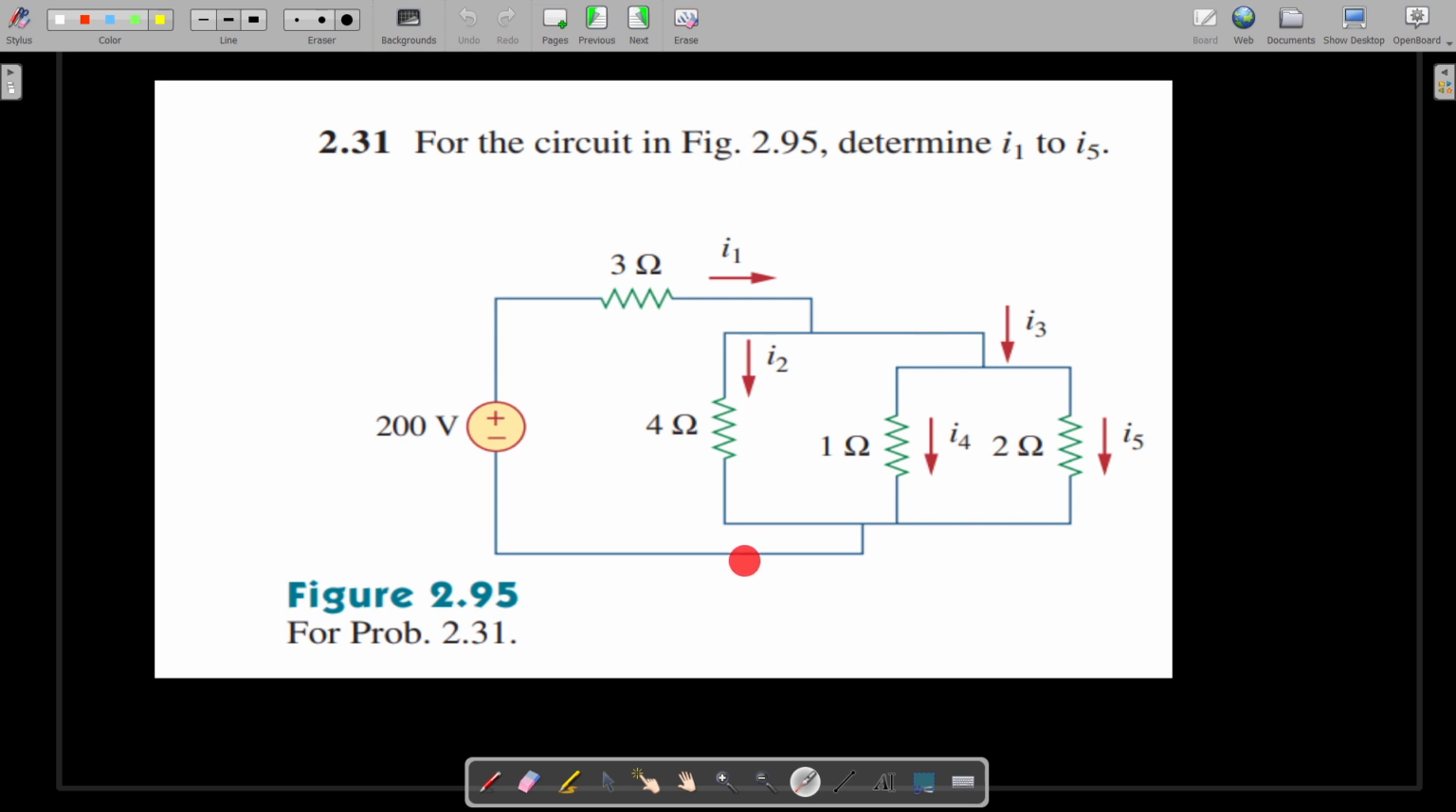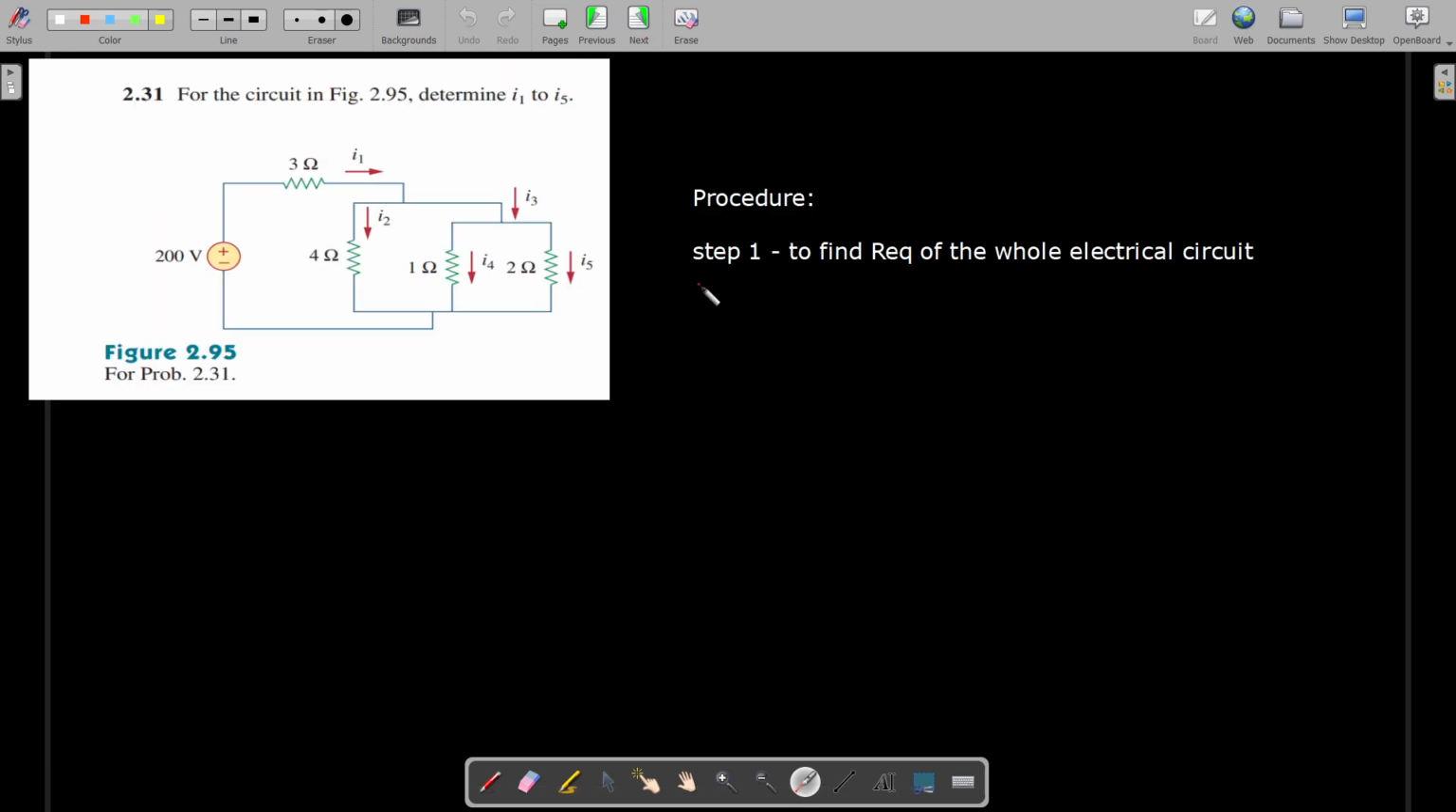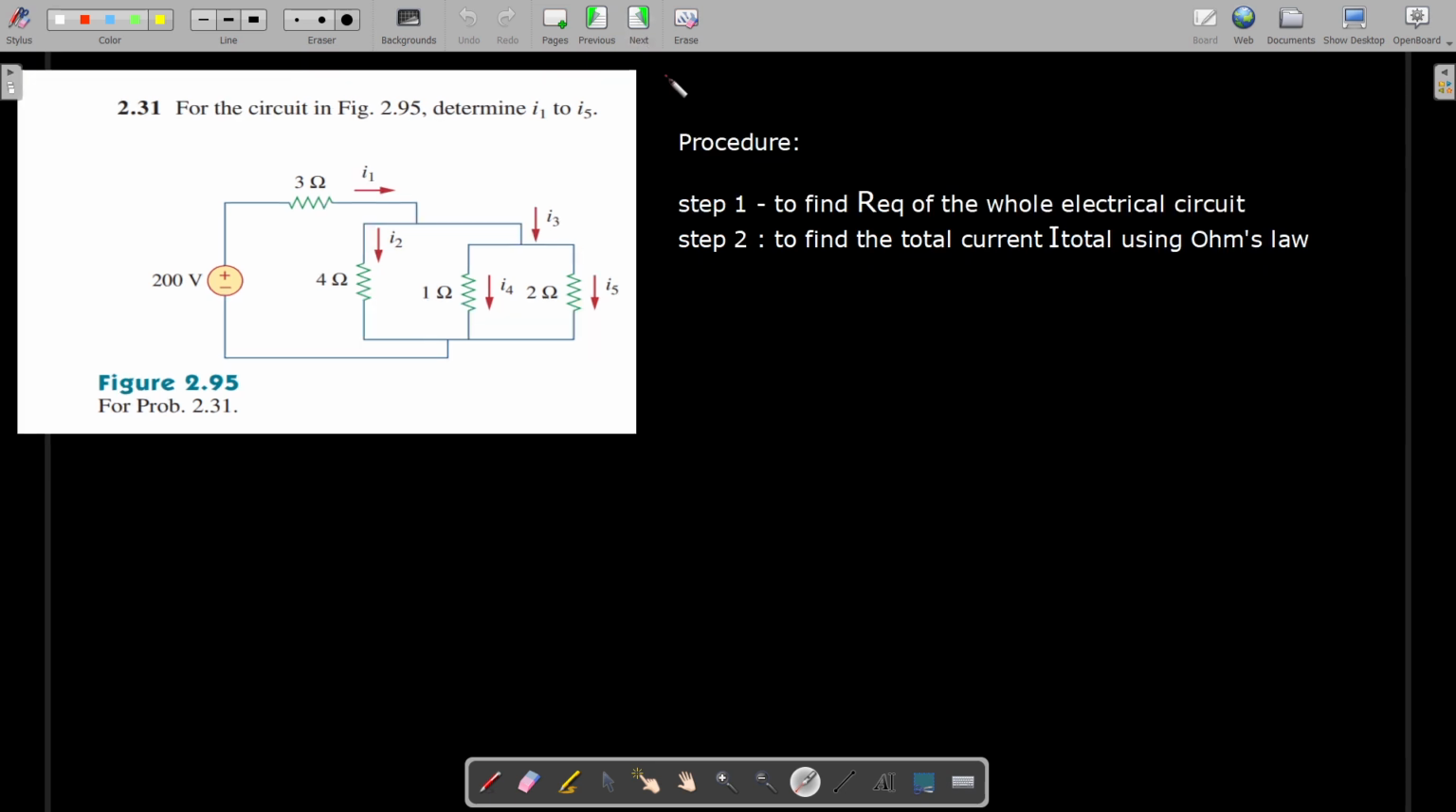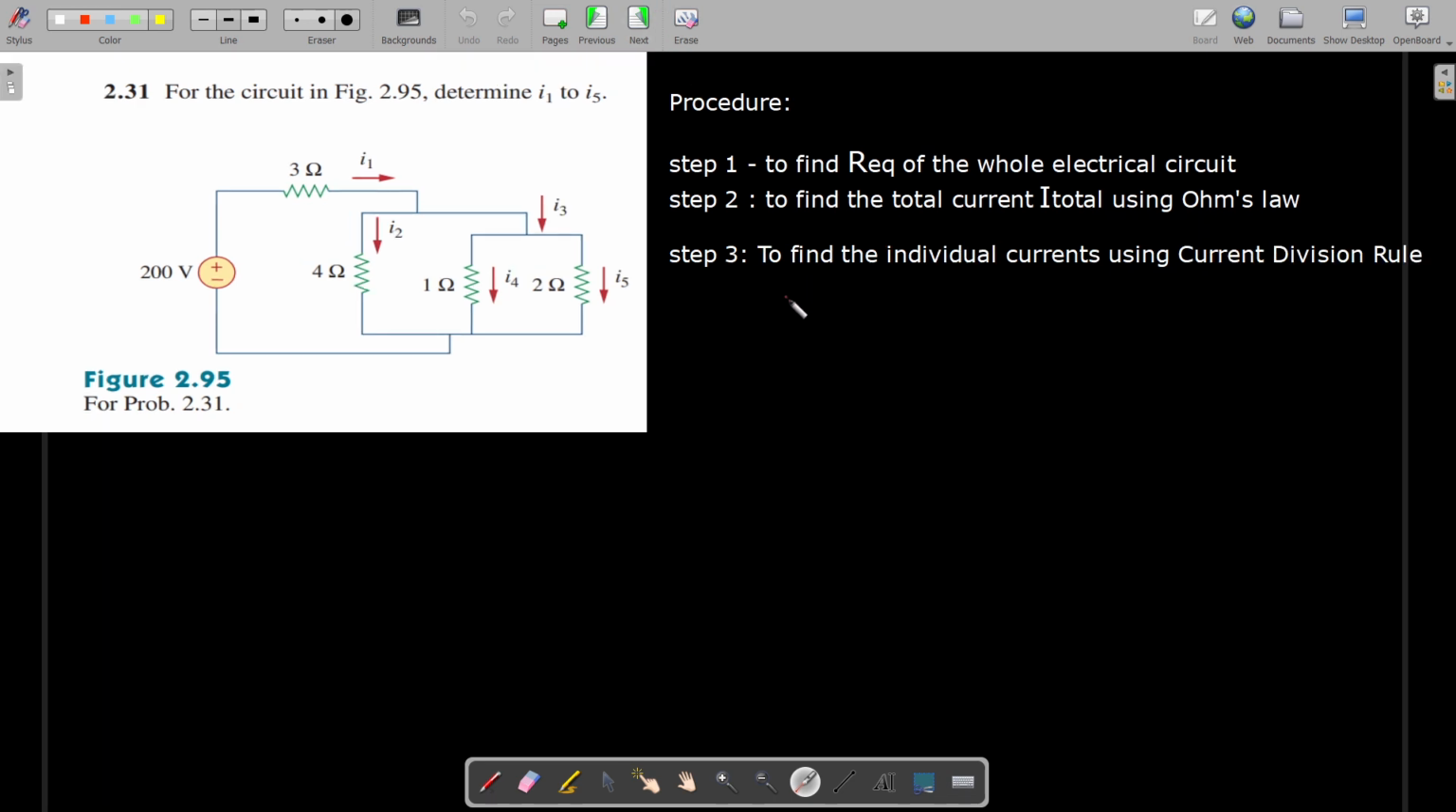So for this we need to follow certain steps or procedure in order to find out the currents. In this procedure the first step is to find the R equivalent of the whole electrical circuit, the second step is to find the total current, that is I total, using Ohm's law, and the third step is to find the individual currents using current division rule. So we need to know how to find out this R equivalent first.